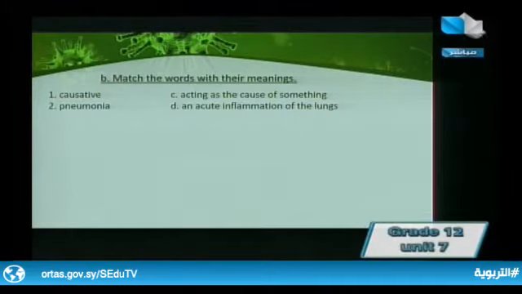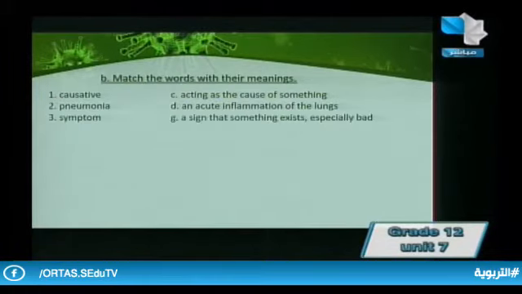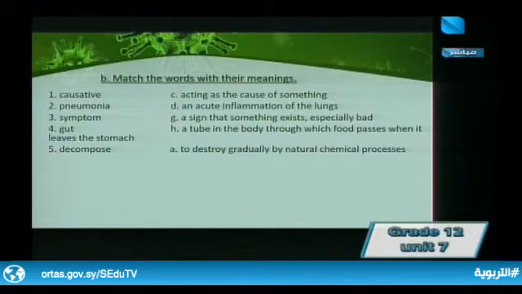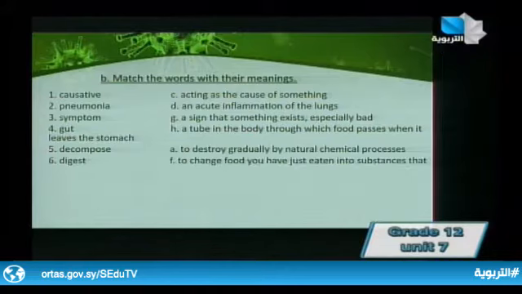It means, number D, an acute inflammation of the lungs. Number 3, symptom. It means, number G, a sign that something exists, especially bad. Number 4, gut. It means, number H, a tube in the body through which food passes when it leaves the stomach. Number 5, decompose. It means, number A, to destroy gradually by natural chemical process.